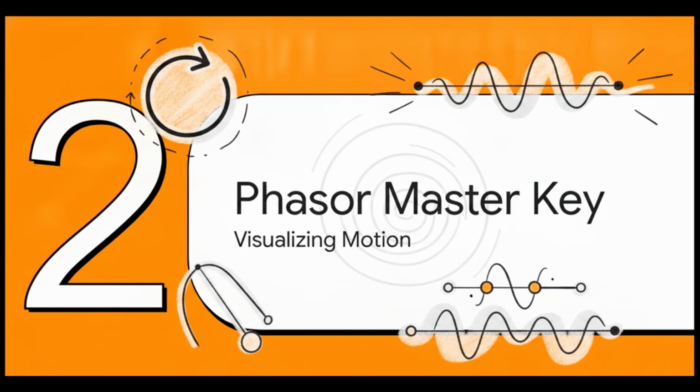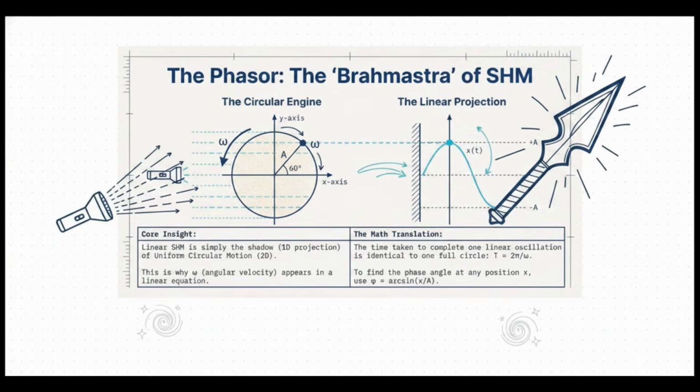Moving on to section 2, the phasor master key. To really deeply grasp how that restoring force plays out over time, we need a translation device. Enter our master key, the phasor. In tricky physics problems, this is sometimes called the Brahmastra, like the ultimate weapon, because it proves that one-dimensional linear oscillation is literally just the shadow, the linear projection of a 2D uniform circular engine.